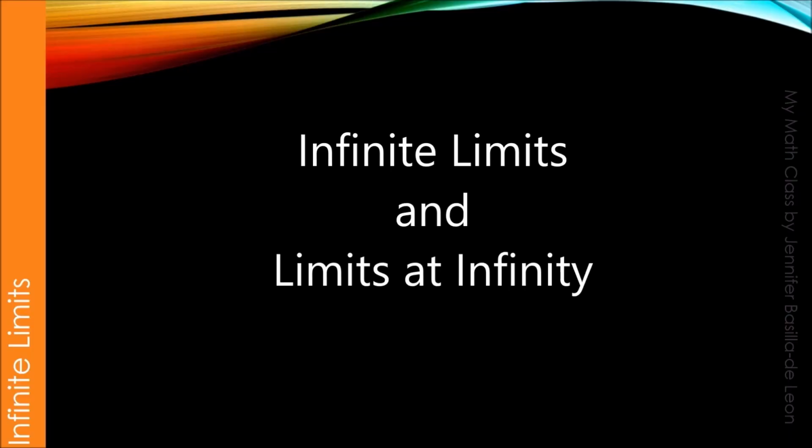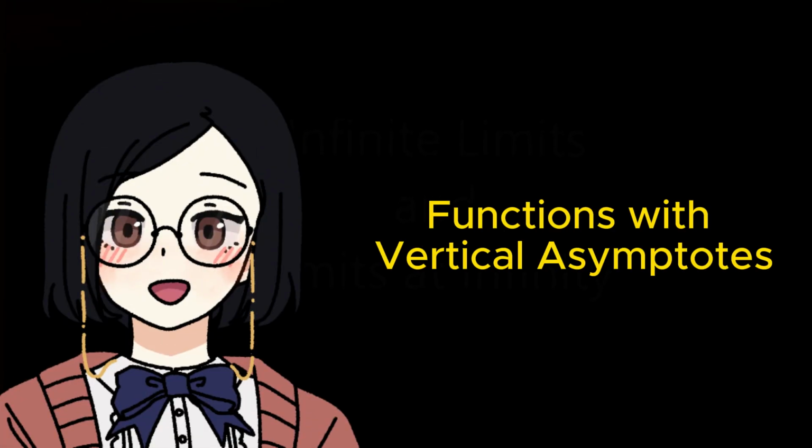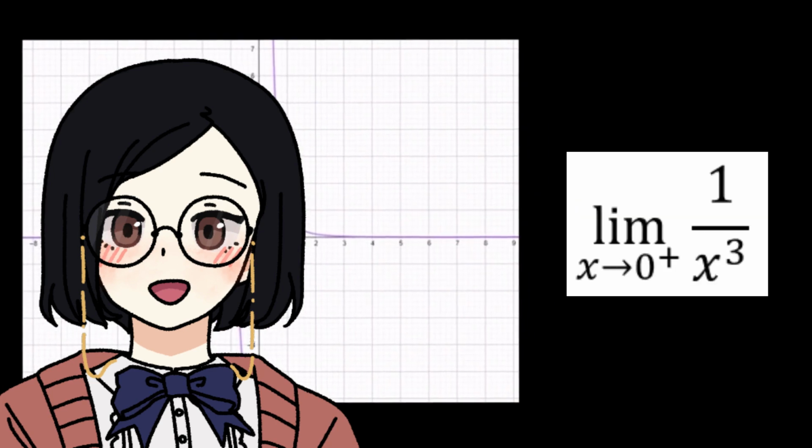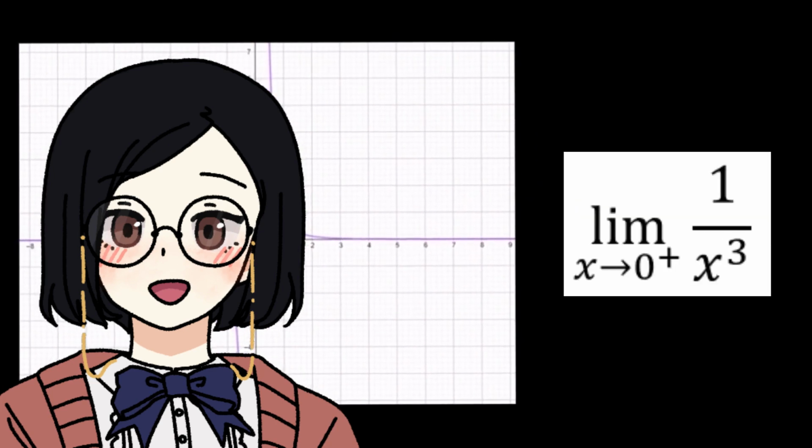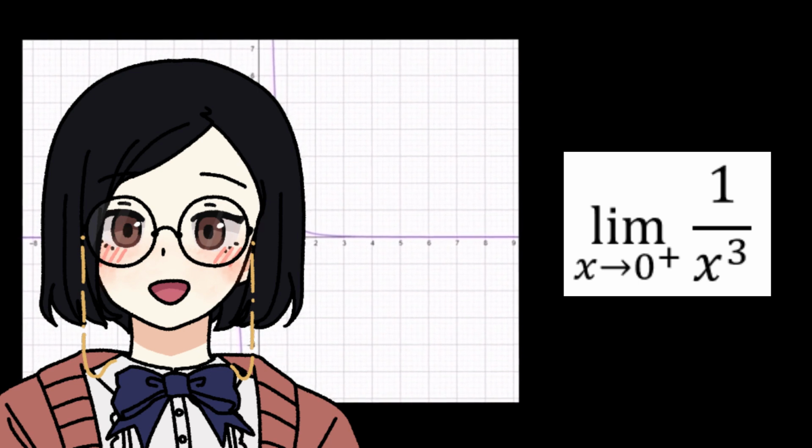Aside from these limit laws, we also have to take notes about infinite limits and limits at infinity. Let's start with those having vertical asymptotes. Let's try to evaluate the limit of 1 over x cubed as x approaches 0 from the right.